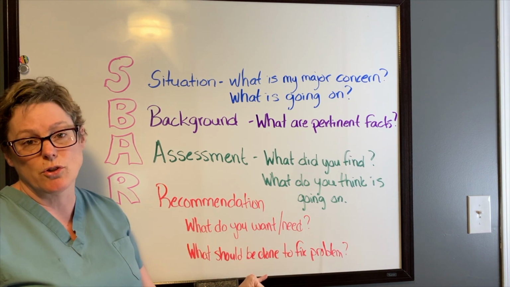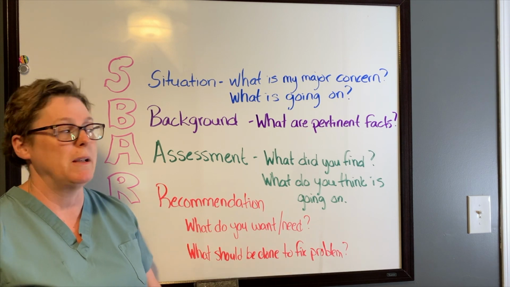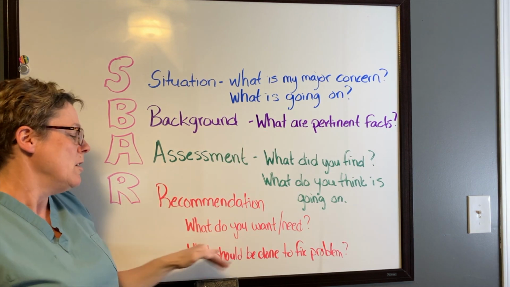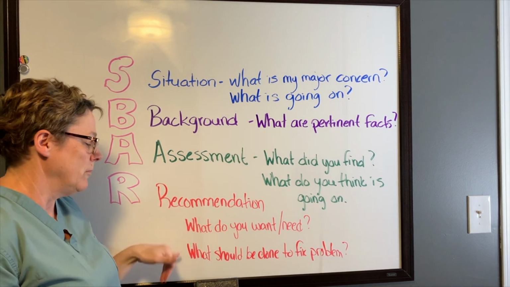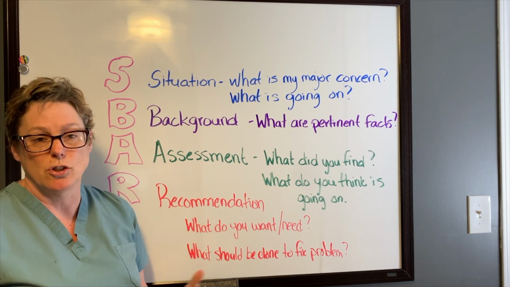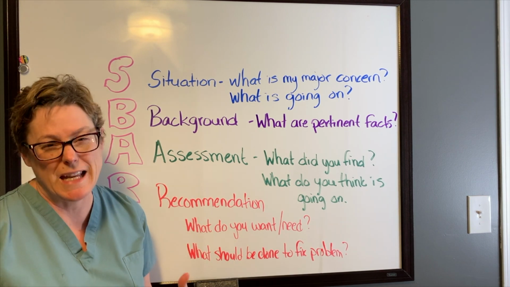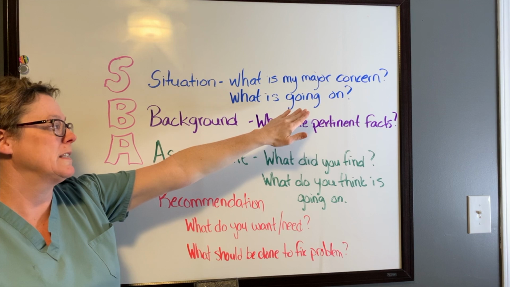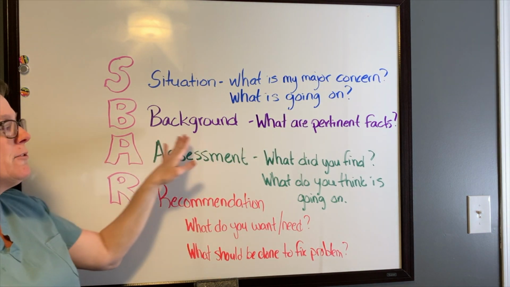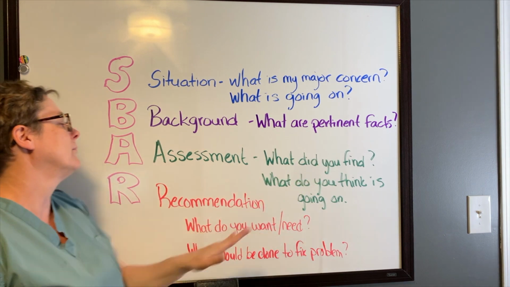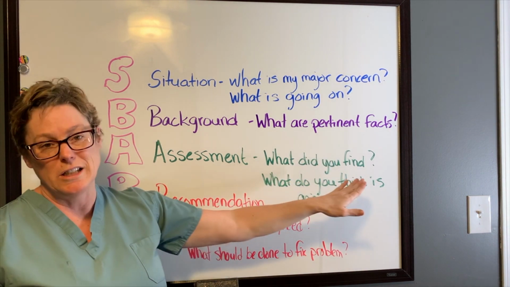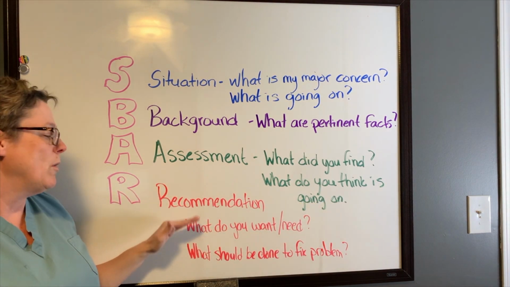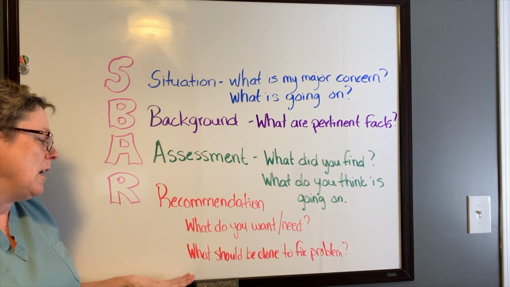Or would you like us to order an x-ray because we're not sure if he's fractured it based on your assessment? His mobility maybe was deficient. Would you like us to order some lab work? Can we increase his medication dosing? All right, so let's just recap those pieces. S is situation: what is my major concern and what is happening right now? B is for background: what are the pertinent facts? A is for assessment: what did you find and what do you think is going on? And then recommendations: what would you need or want to happen right now and what should be done to fix the problem?